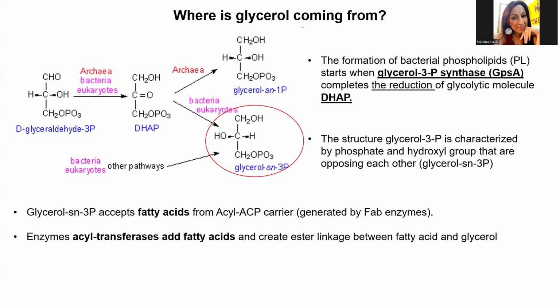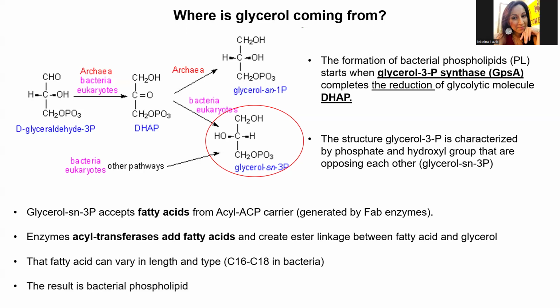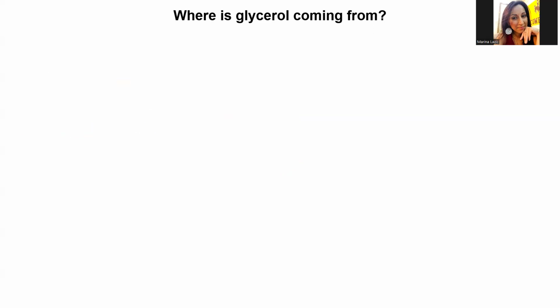Those fatty acids can vary in length, but they are C16 or C18 in bacteria, and the result is a bacterial phospholipid. Again, this is all when we talk about internally made glycerol, but glycerol also can come from external sources.